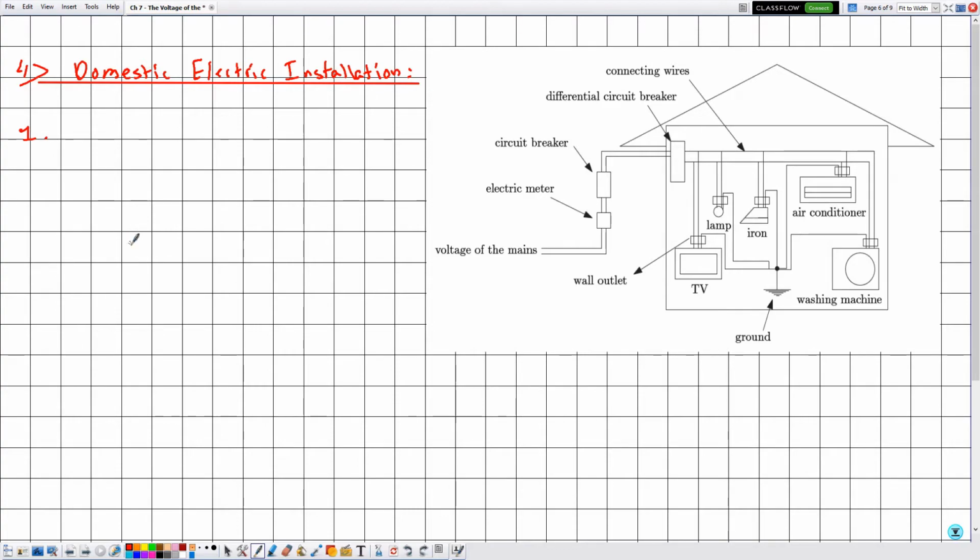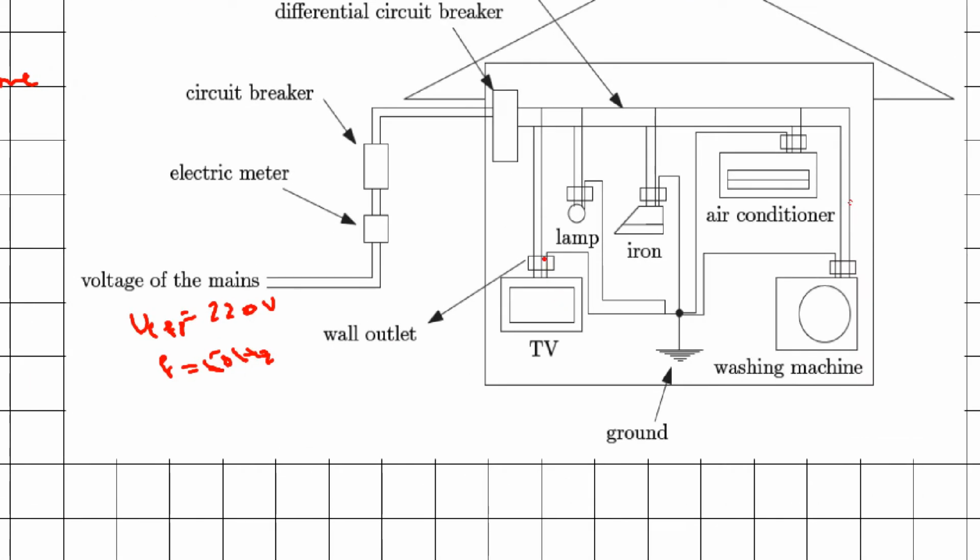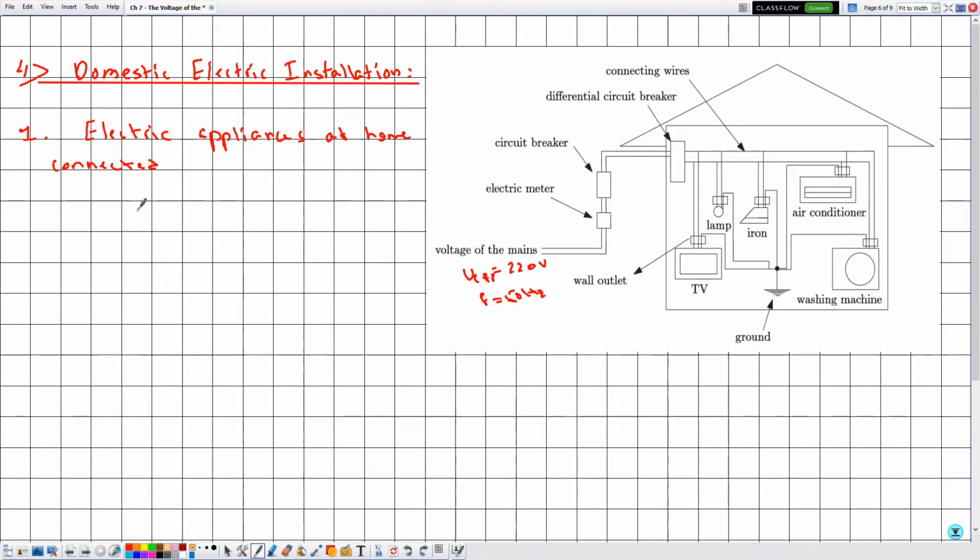Before saying so, let me say how they function normally. Let me say that here this voltage is 220 volts and the frequency is 50 hertz. For sure at each one we have a wall outlet. These electric appliances are connected to wall outlets, and the wall outlets are connected back to the voltage of the mains. So the appliances connected to the wall outlet are functioning normally.